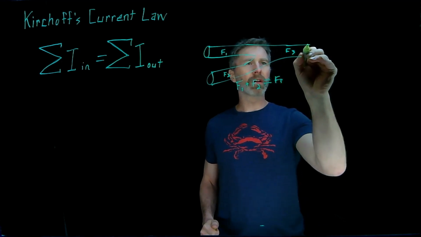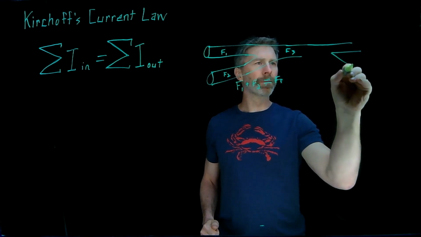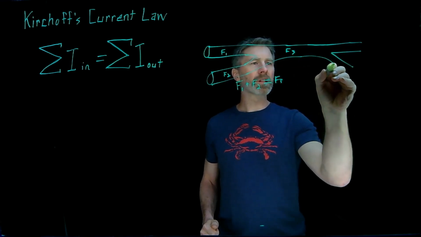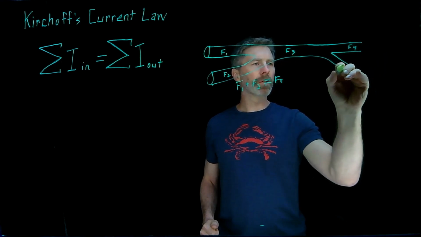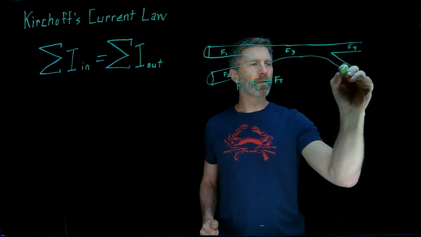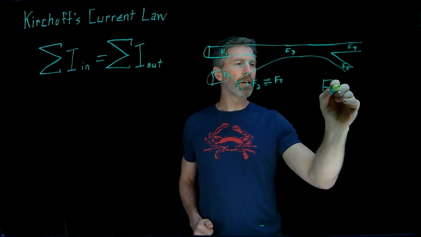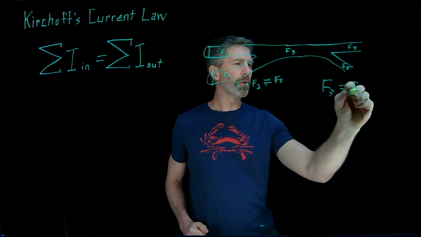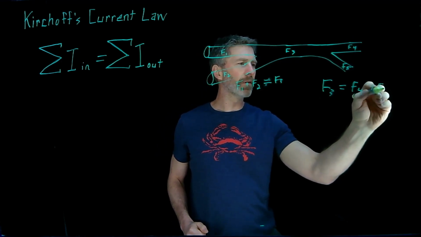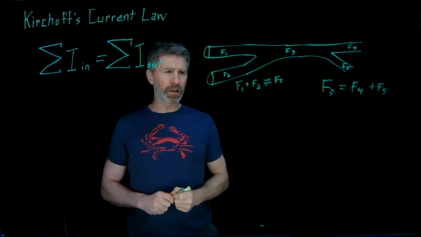And then going the other way, if we have a junction in the pipes over here, and some of the water goes down this pipe, let's call that F4, and some of the flow goes down this pipe, let's call that F5. Well, the water going in F3 gets split to 4 and 5, so the flow through 4 plus the flow through 5 has to equal the flow through 3. And it's the exact same thing with electrical circuits.